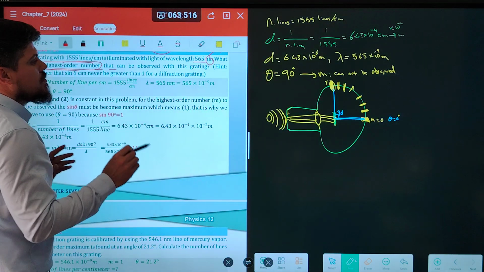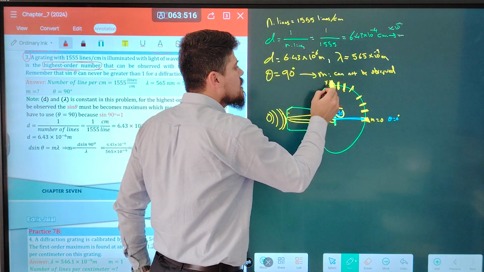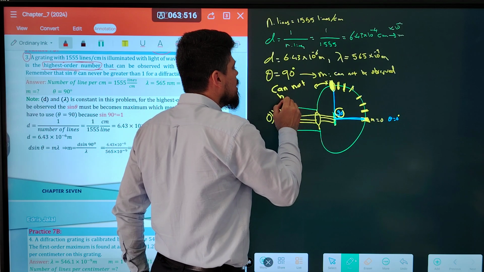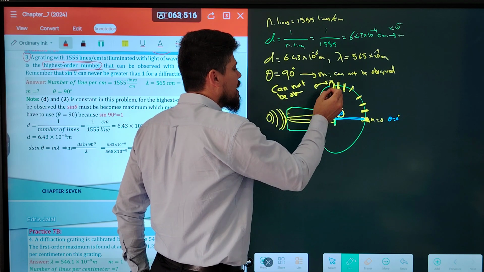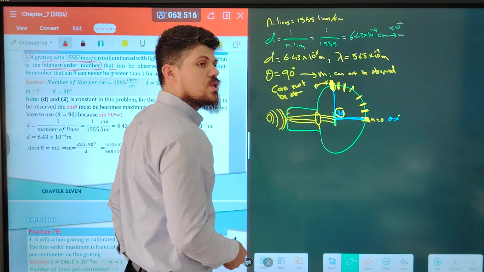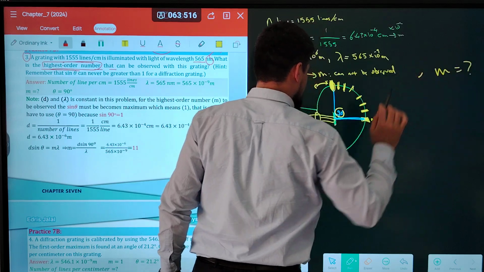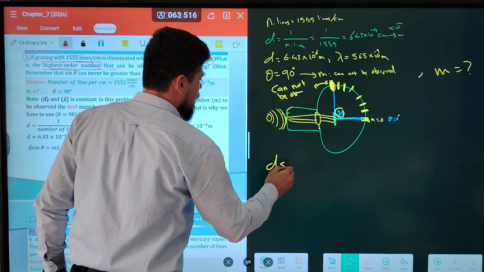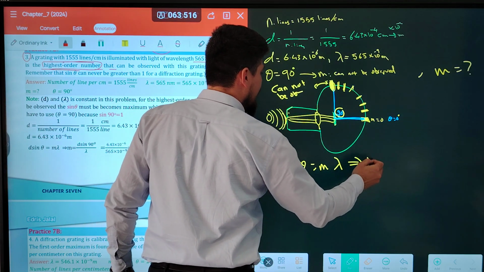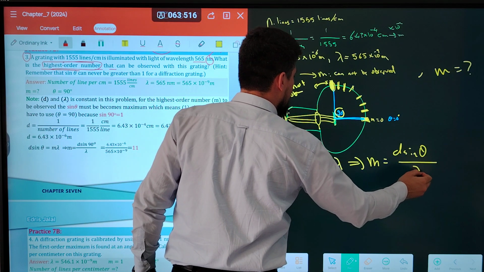The question says, what is the highest order number? For the highest order number, you have to use theta 90. But this order cannot be observed, because it is located exactly at 90 degrees with respect to the central. Okay? Now, M is equal to what? What is M? d sine theta is equal to M lambda. M is equal to d sine theta over lambda.